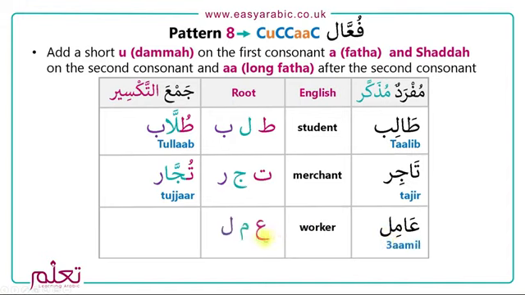Okay, next one we have is amil, amil, which is a worker. So the root letters are ayn, mim and lam. So here ayn will have the dhamma, mim will have the shadda and the fatha, umma, then the alif, and then the lam. Ummal, ummal. Okay, so that's tullab, tujjar, and ummal. Okay, so that is the plural nouns.